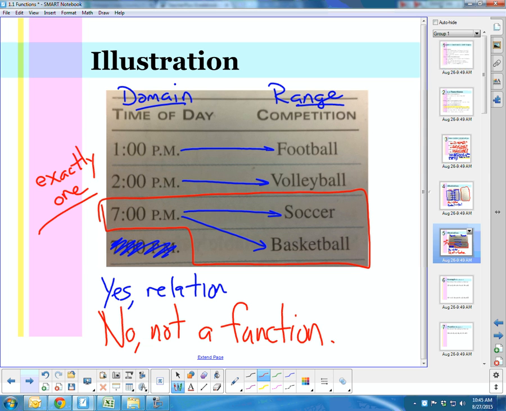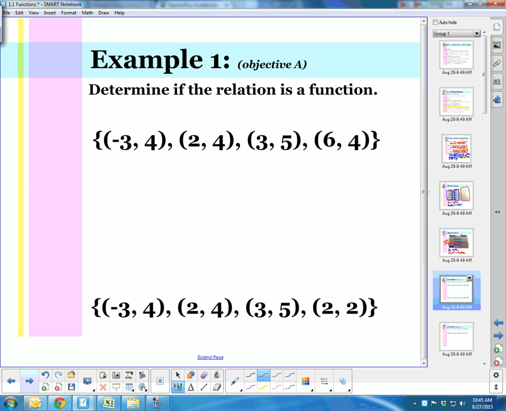So almost everything is a relation. Relations are very broad, very vague, and can be used in a whole bunch of places. But functions are specific cases. All right? So let's look at some other places here. Here's an example for that objective: determine if the relation is a function.